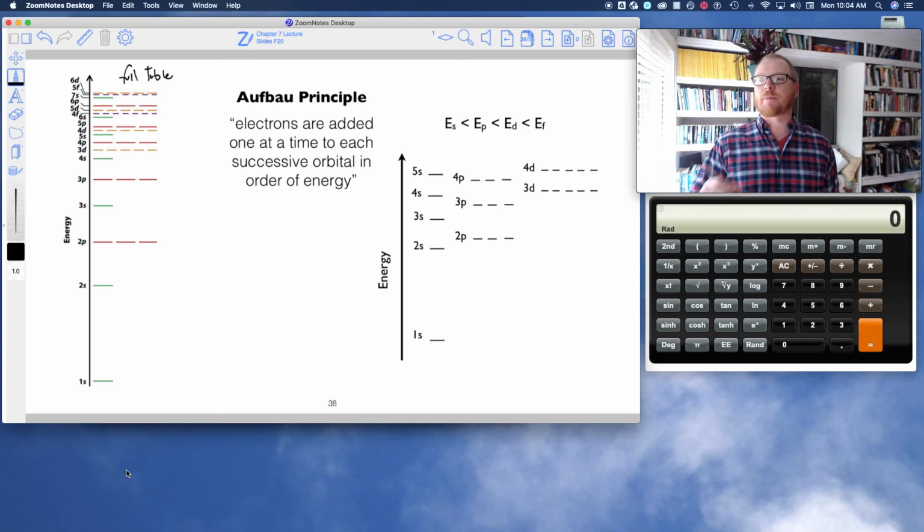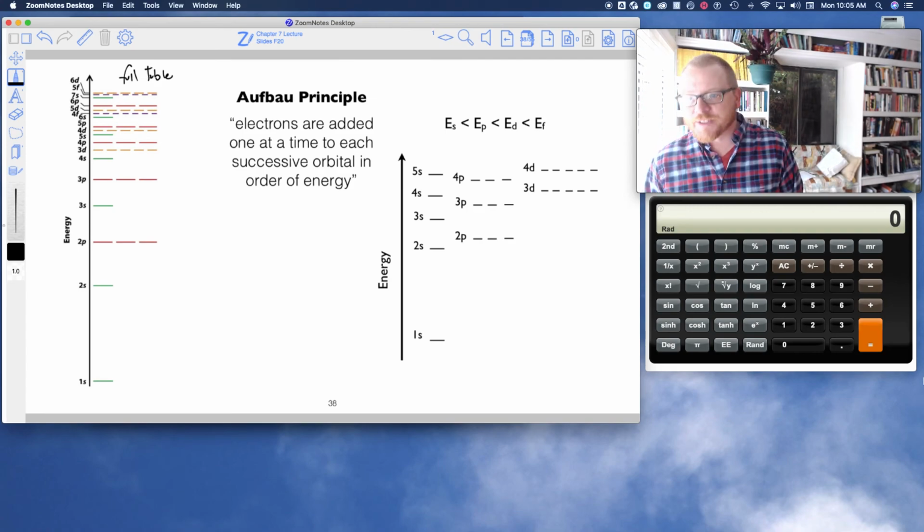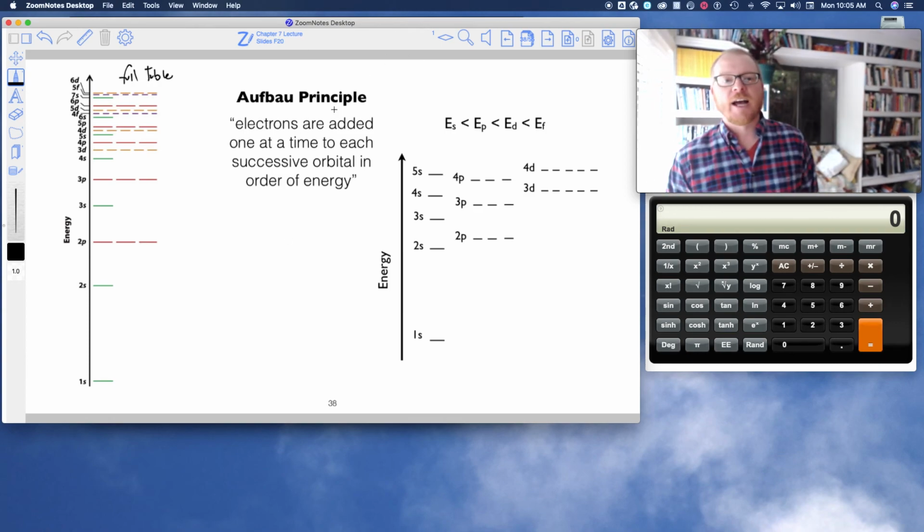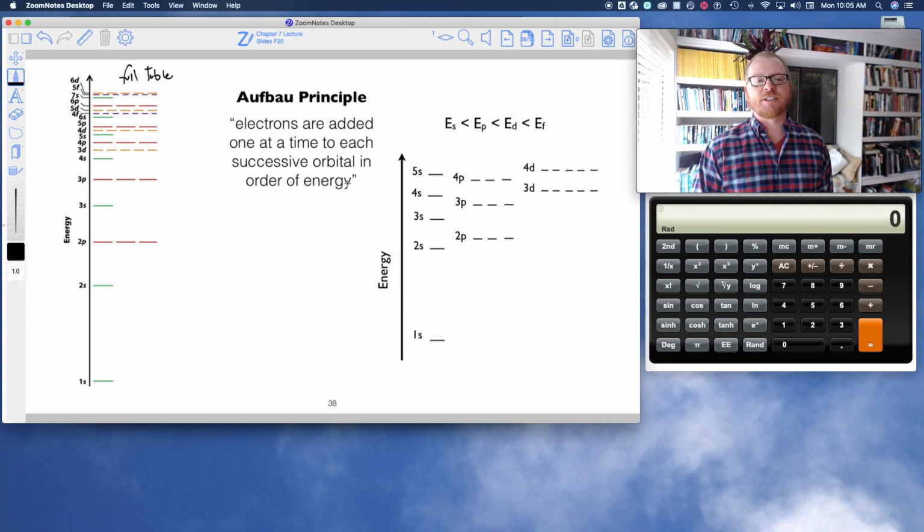So instead of looking at the periodic table from left to right, top to bottom, this just starts with an energy level diagram of every single position on the periodic table, and that's what we're going to see in the next lecture. Each one of these spaces represents a position on the table, okay? And we're going to go through this. We're going to do the Aufbau principle: electrons are added one at a time to each successive orbital in order of energy. We're going to go through it and do it in the next video.